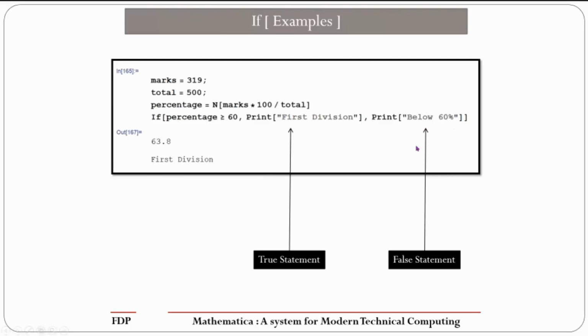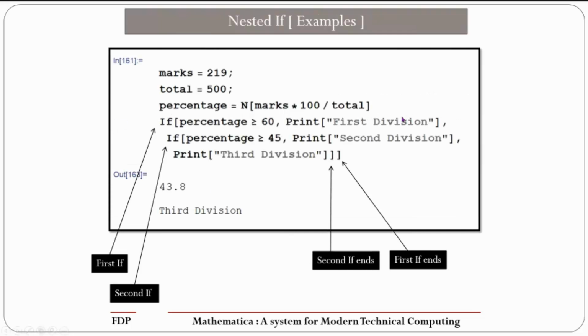So in the second portion you can see here, this one is the false portion. So if it is false, so you can say that it is not first division, or you can check for second or third division here. So that means the if statement I am using here, another if will go here, like this one. So my first portion is this one, percentage greater than or equal to 60. Second portion is print first division, that if it is true, then the first division will come up, and if it is false, then what will happen?